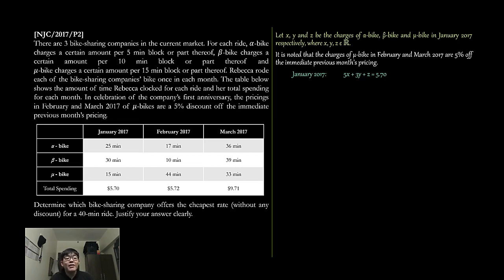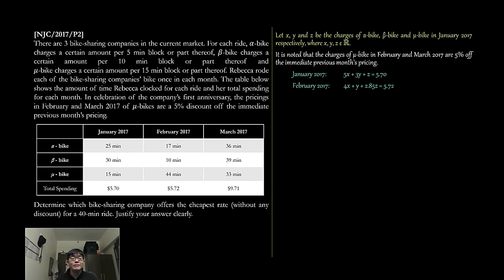Now for February, Alpha Bike, she rode for 17 minutes. Now there are 4 different parts to this, which is 5 minute, 5 minute, 5 minute, and then a 2-minute block. Regardless of it, you pay 4x because it is part thereafter. So you have 4x plus y, and then for Mu Bike she rode for 44 minutes, which is also 3 different parts, which is 15, 15, 14. So she has paid 3z. But for the month of February, there's a 5% off. So rather than paying z amount, she has to pay 0.95z. And so if you take 0.95 and multiply by 3, what you get is 2.85. So this is for the month of February.